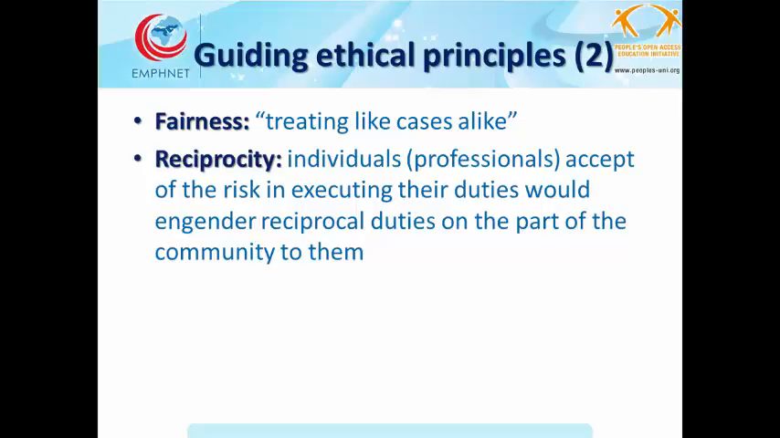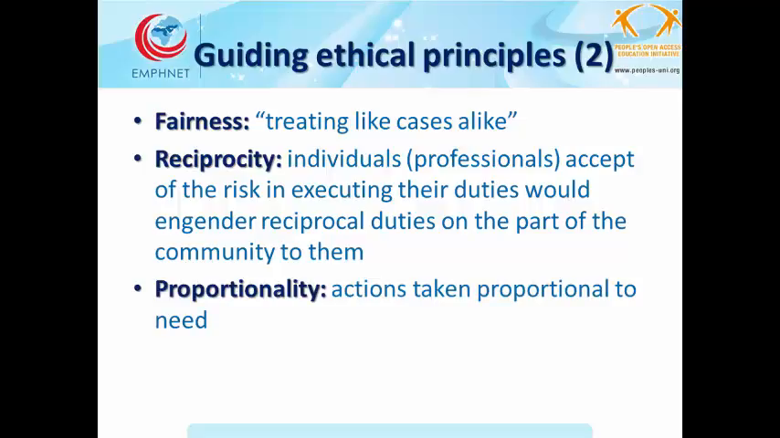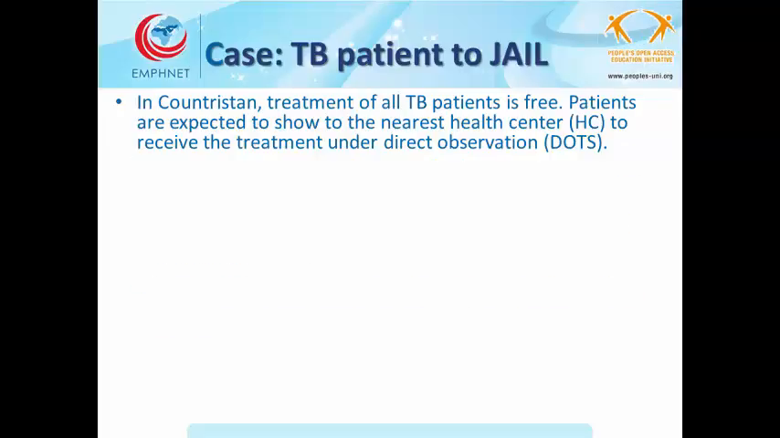Reciprocity: individuals, including professionals, who accept risk in executing their duties engender reciprocal duties on the part of the community toward them. So, for example, public health workers working in a pandemic or an endemic are putting themselves at risk. One would say that, okay, this is their duty, yes, but it is expected the community would return a favor for them, in return for putting themselves at such a risk. There's the issue of proportionality, so that the actions taken by the public health authorities need to be proportional to the need to achieve a legitimate goal.